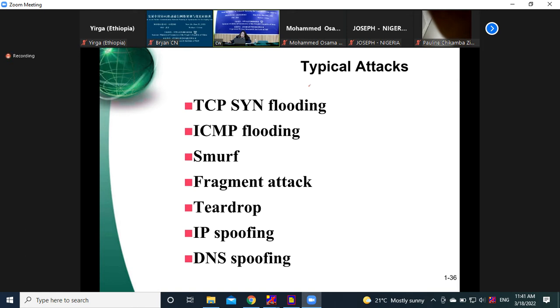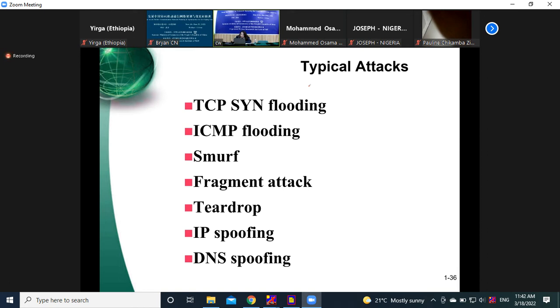Okay, after this, ICMP flooding is just like ping of death. Flooding means that they should send many different pings to the destination. Ping of death uses the ICMP protocol to carry out the attack.